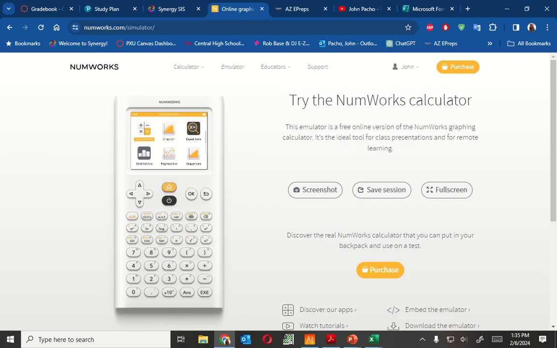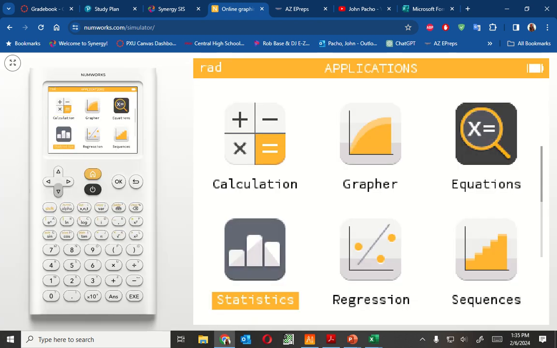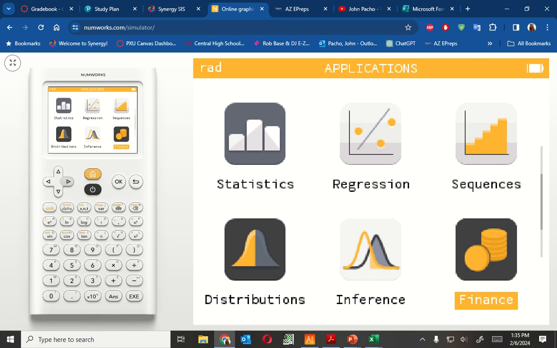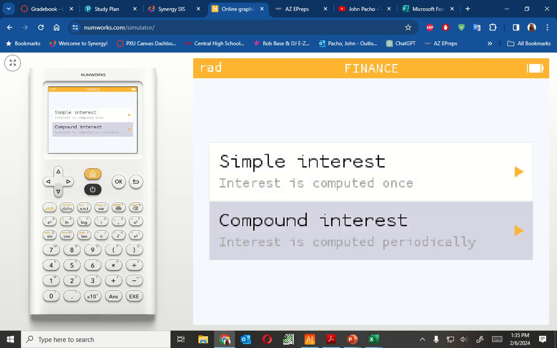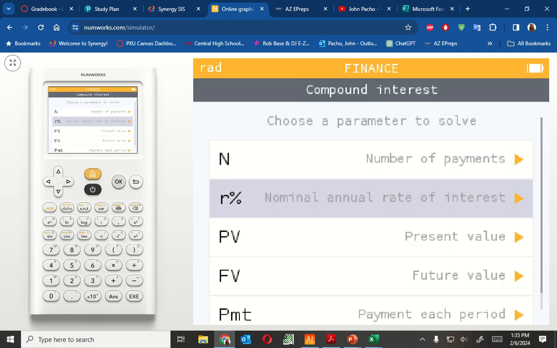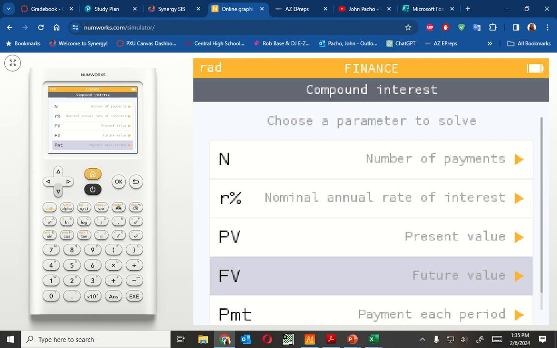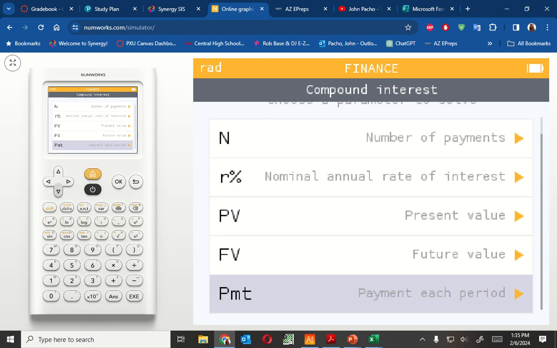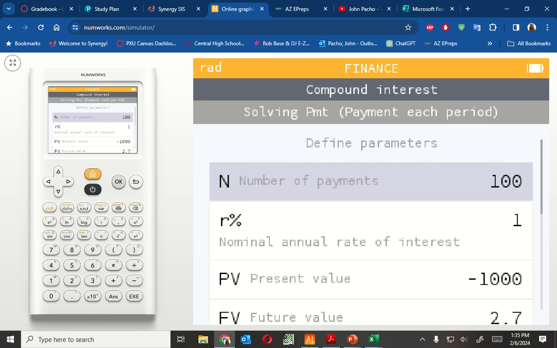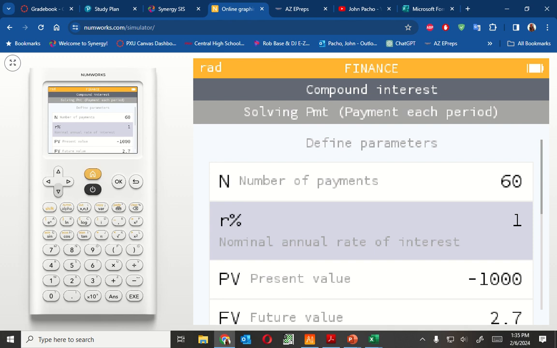All right, and for those people, I'm starting from the beginning again, going down to Finance Solver, compound interest, and I'm solving for my payment. So I have to go to this page right here. If you don't back up far enough, it's going to try and give you the future value again. So we're calculating payment. My N is 60. Interest rate was 6.